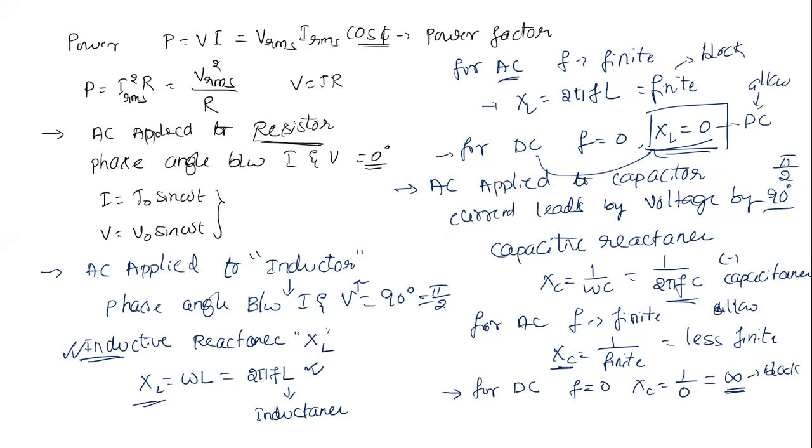So this is about what happens when we apply alternating current to an inductor, capacitor and resistor. Can we move on to the next slide then? Now when we combine these three circuit elements, inductor, capacitor and resistor, a series LCR circuit will happen, right? Let us see what happens when we combine them.